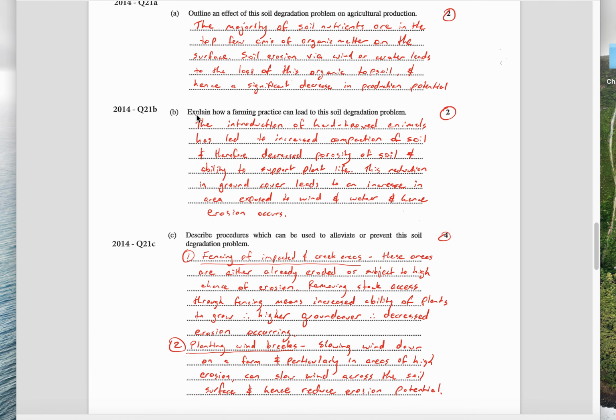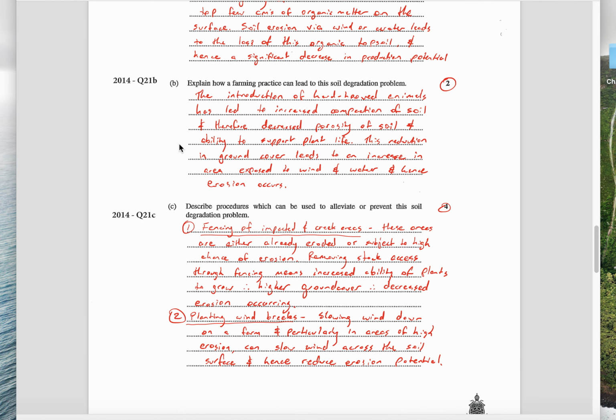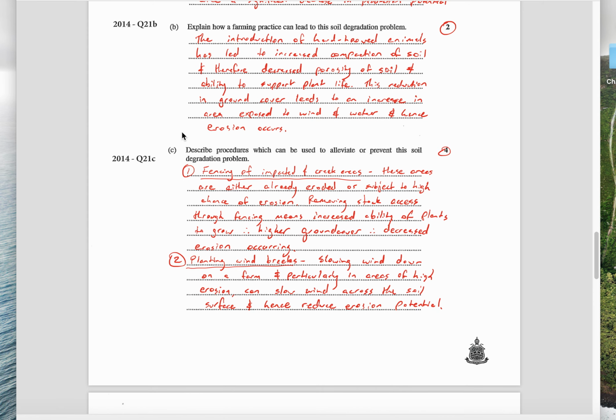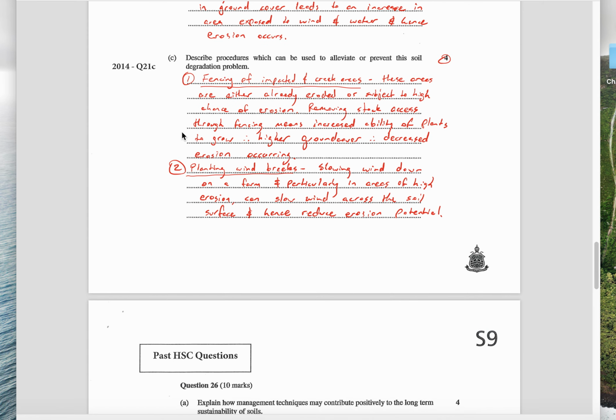This is the next question, sorry. Explain how a farming practice can lead to this soil degradation problem. The introduction of hard-hoofed animals has led to an increased compaction of soil and therefore decreased porosity of soil and ability to support plant life. This reduction in ground cover leads to an increase in area exposed to wind and water, and hence erosion occurs. That one is for 2 marks.